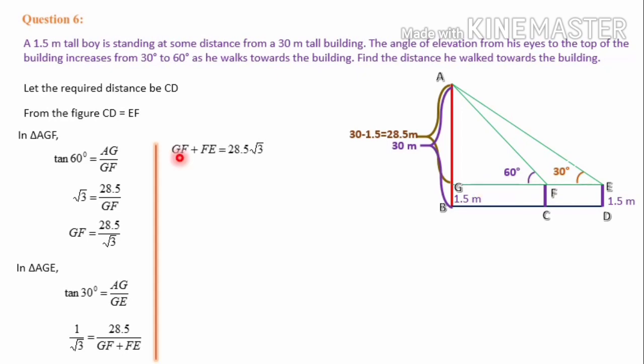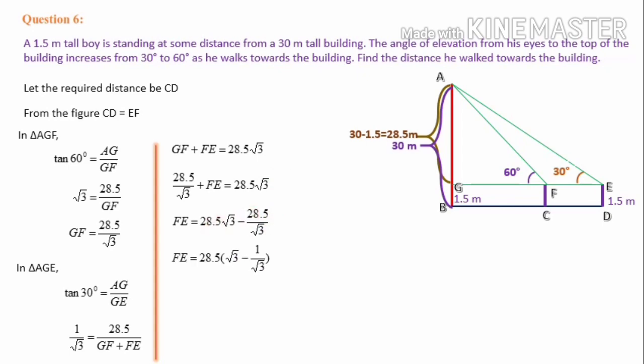Then GF plus FE is equal to, cross multiply it, GF plus FE into 1 is equal to 28.5 into root 3. Then we can just substitute the GF value. GF already calculated here, 28.5 by root 3 plus FE is equal to 28.5 root 3. From here FE we can calculate. FE is equal to 28.5 root 3, this plus going to the right side means minus 28.5 divided by root 3.